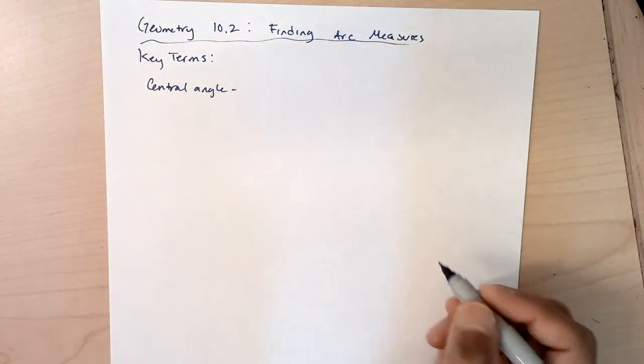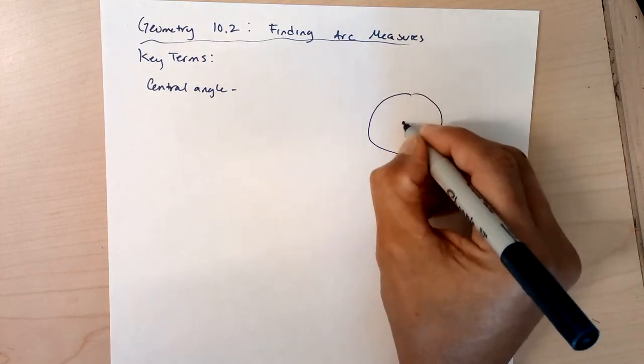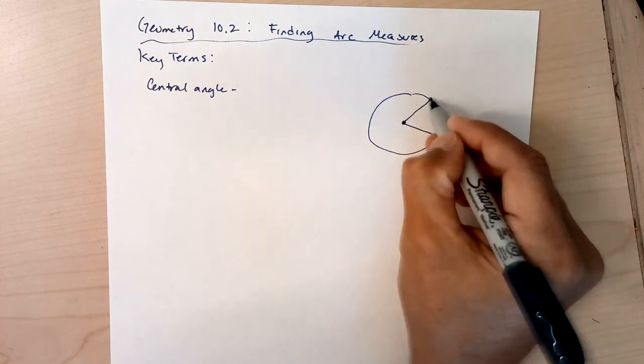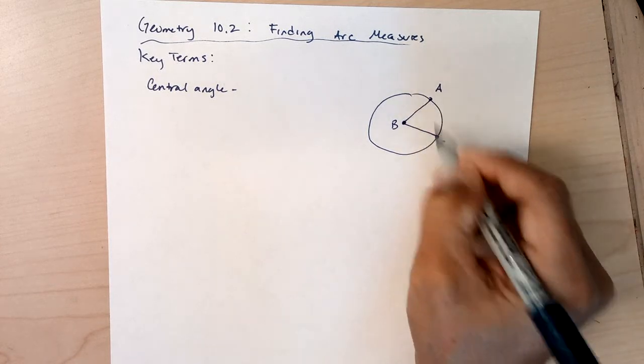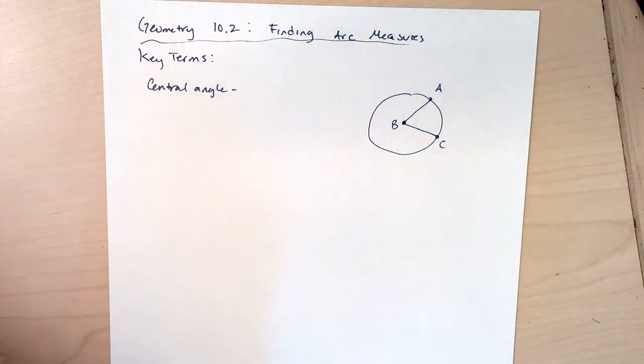One of the terms in relation to a circle is a central angle. So a central angle is an angle whose vertex is at the center of a circle. So I could draw that right here. If this is circle B, then angle ABC, since the vertex there is at the center, is a central angle.